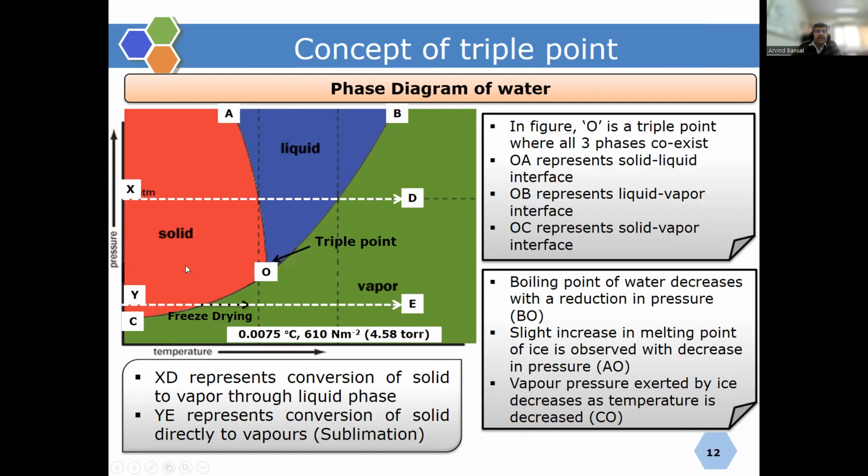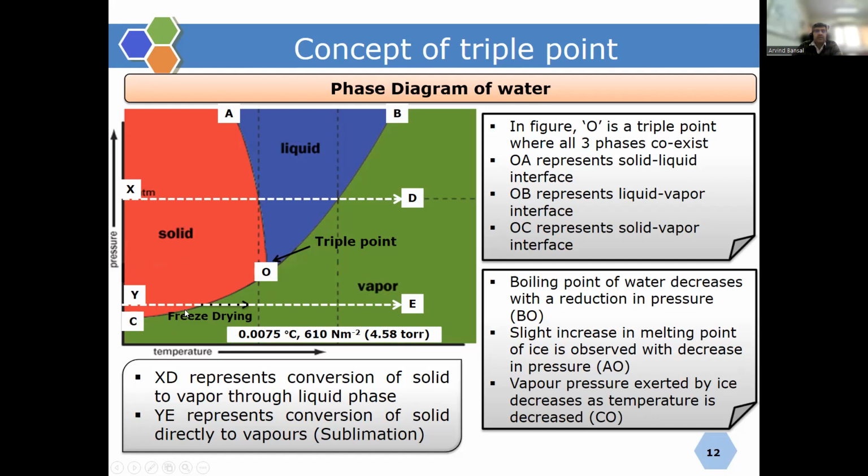And in this diagram, the red color zone is for the solid ice, the blue colored zone is for the liquid water, and the green color zone is the vapor state of water. So the triple point has a value of 0.0075 degrees Celsius and a pressure of 610 Newton per meter square, which is equal to 4.58 torr. So these are the phase boundaries.